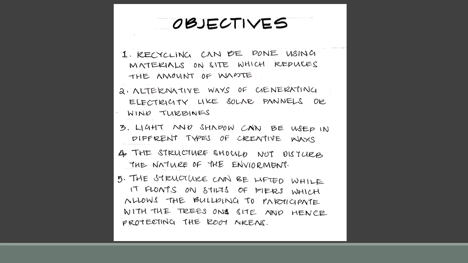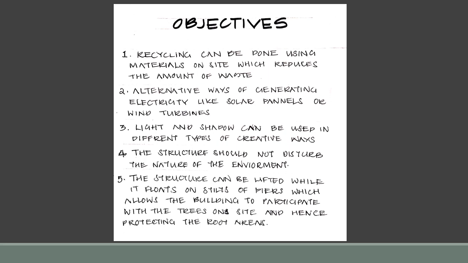The first objective is recycling, which can be done using materials on site, which reduces the amount of waste. The next one is alternative ways of generating electricity, like solar panels or wind turbines, which can be used on the structure. And the third one is light and shadow, which is very important and can be used in different types of creative ways.